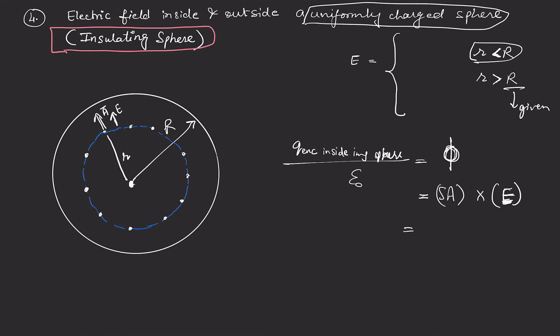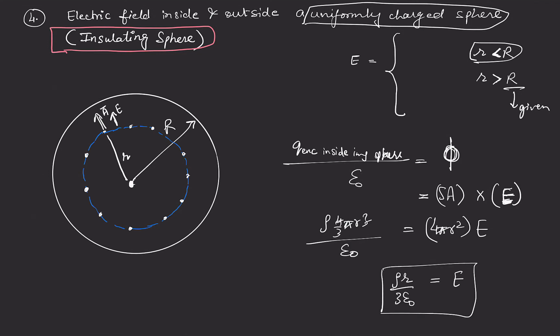So for a sphere the surface area is 4 pi r square. E we have to find, and we can find the charge, right? Q inside this sphere is nothing but charge per unit volume into volume of this imaginary sphere, which is 4 by 3 pi r cube. So charge enclosed is rho into 4 by 3 pi r cube divided by epsilon naught. So this will give us the value of E. E should be equal to, so this will cancel, only one power of r remains, so it's nothing but rho r by 3 epsilon naught.